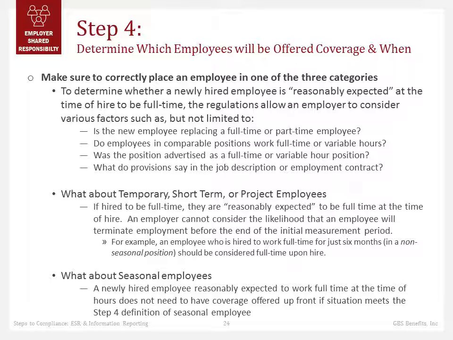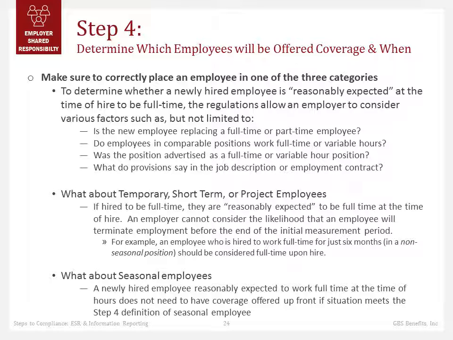Was the position advertised as full-time or variable hour or part-time? What do provisions say in the job description or employment contract? Does it say if they're full-time? So if all of these questions point to full-time, then you can reasonably expect this newly hired employee to be full-time. If not, then maybe they'd be variable or part-time or seasonal or so on.